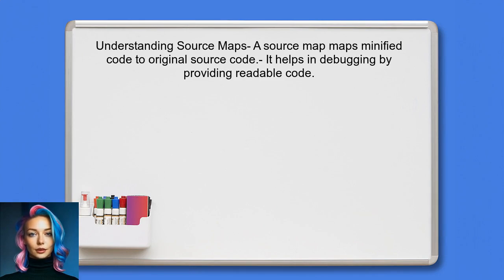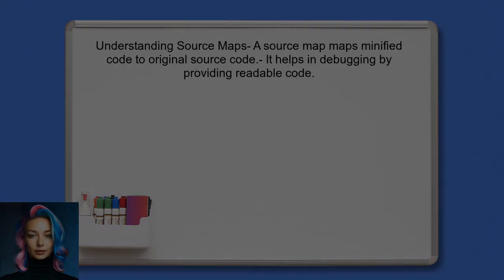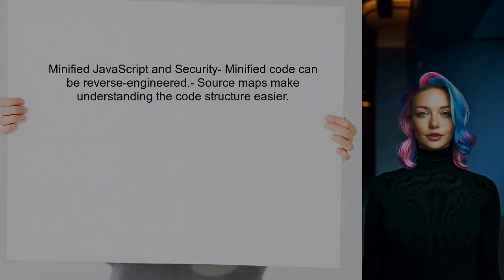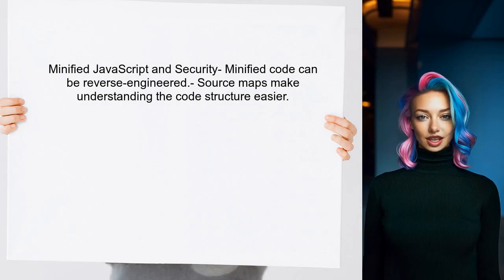To address the user's concern about making JavaScript source maps public, it's important to understand what a source map is. A source map is a file that maps the minified code back to the original source code, making debugging easier. The user is correct that minified JavaScript can be reverse engineered without a source map. However, having the source map makes it significantly easier for someone to understand the code structure and logic.